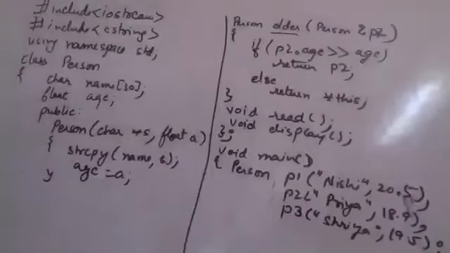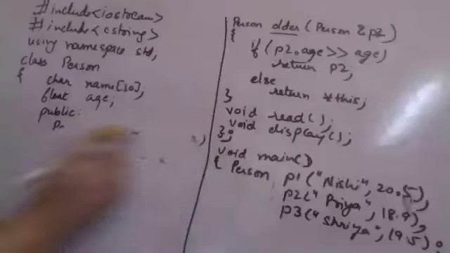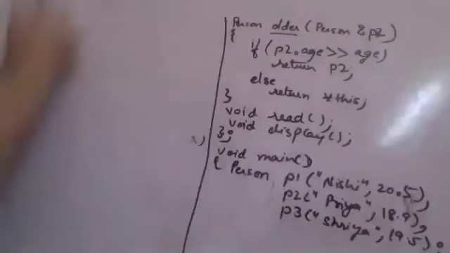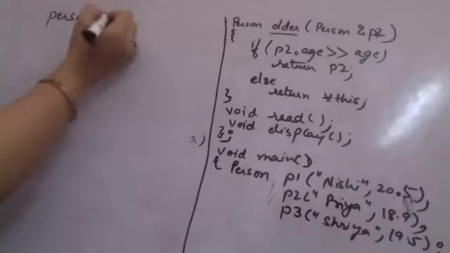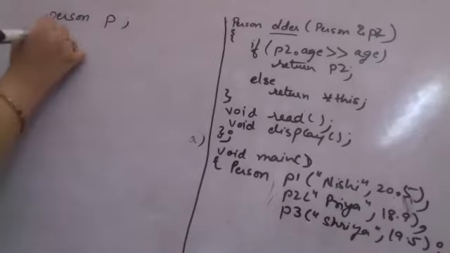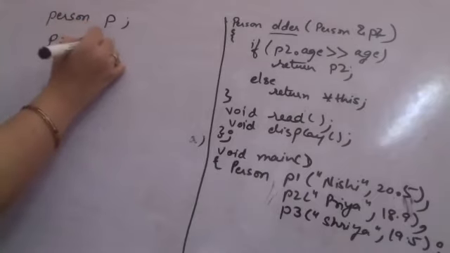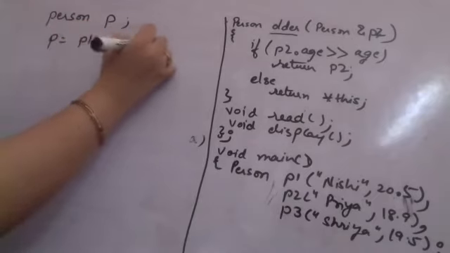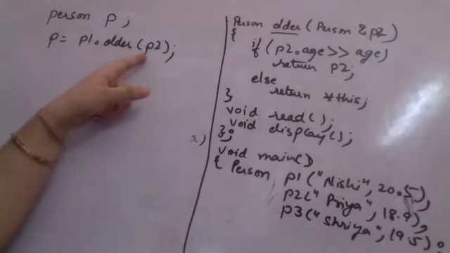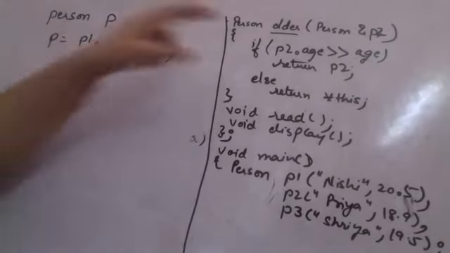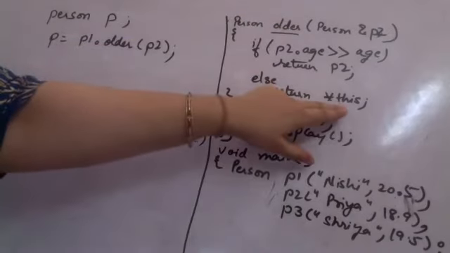After creating 3 objects, now you have to check which is the older. So how do you check? I am rubbing this part of the board. So after creating the 3 objects, now you are creating another object, say person P. And here I am saying that P is equal to P1 dot older P2. Now what is happening here? P1 is the calling object, P2 is the argument object. Understand? So when I am calling this older, this pointer will refer to which object?